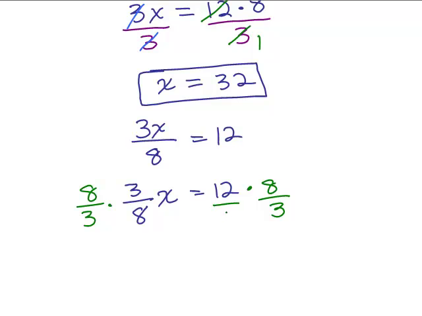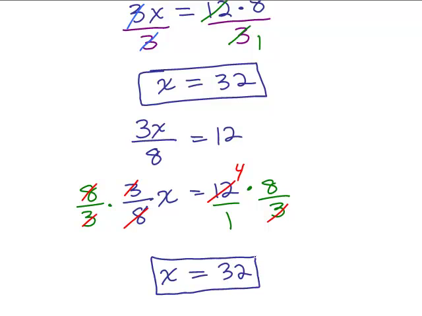Now, I'm going to write this as 12 over 1. That helps some people. You don't have to do that. Optional. All right, so the 8's cancel, the 3's cancel. So I have x equals, and what's going on over here? The 3 goes into the 12 4 times. So I have 4 times 8. 4 times 8 is 32. So I get x equals 32. So I got 32 again. So there are two different options at least, and that isn't the only way you can do it. But those are two ways of doing it.